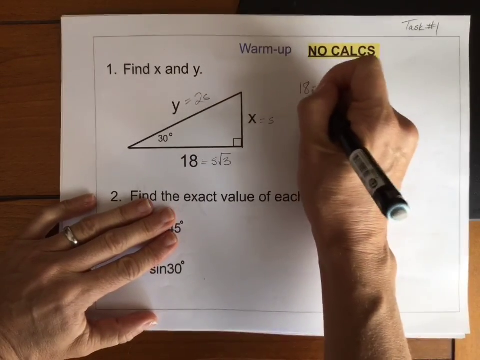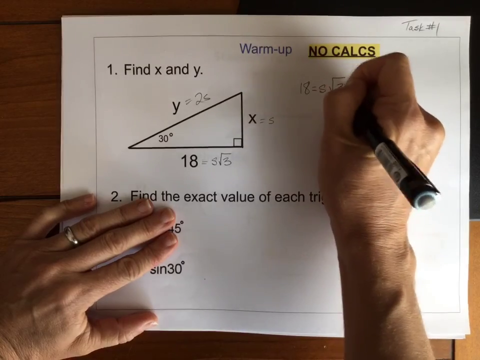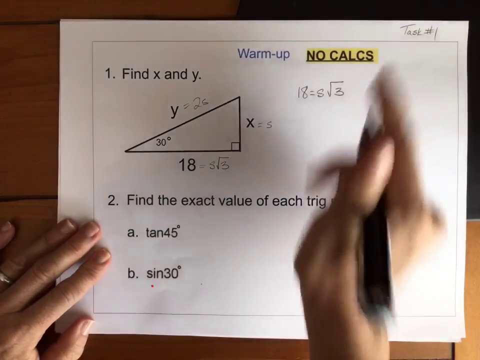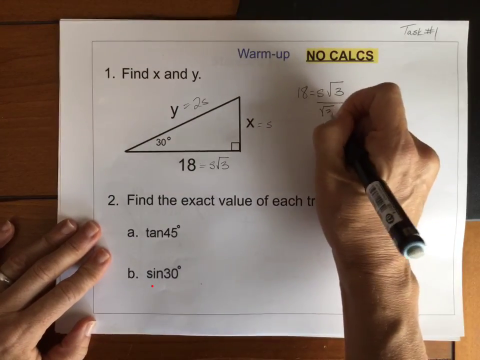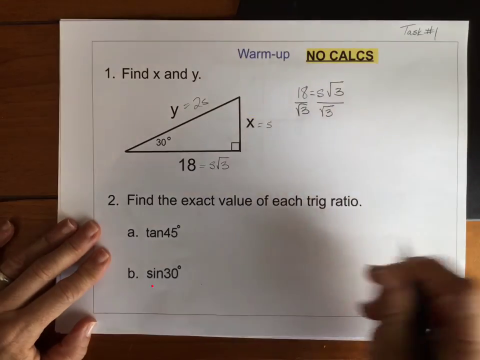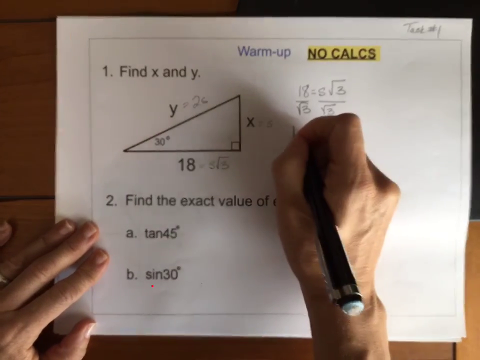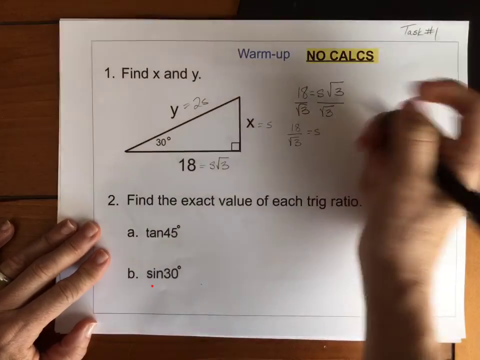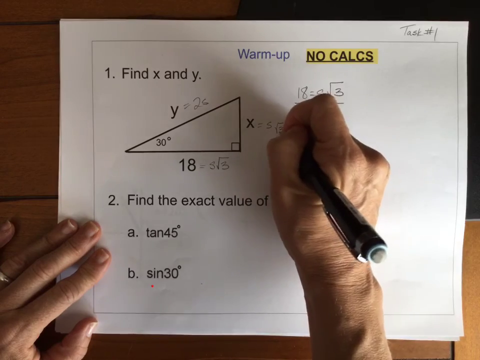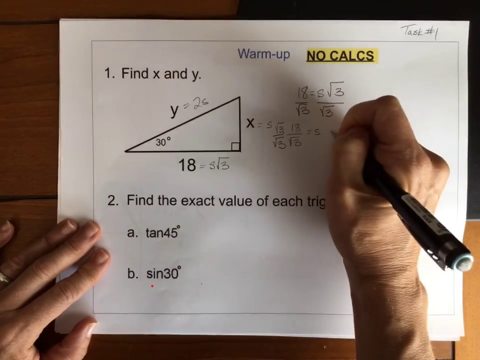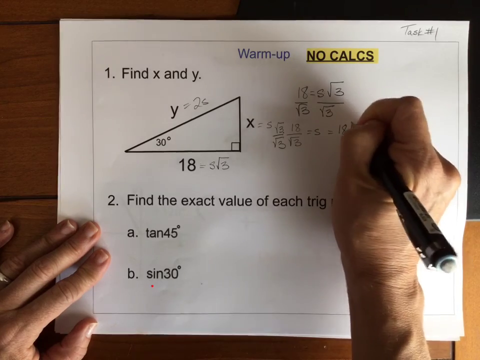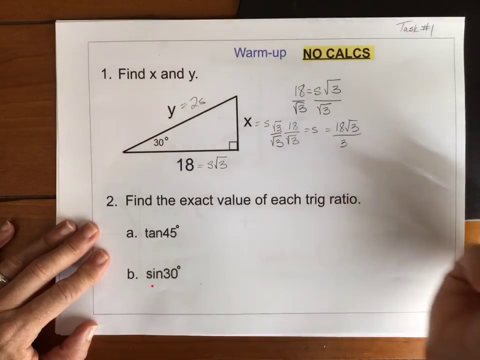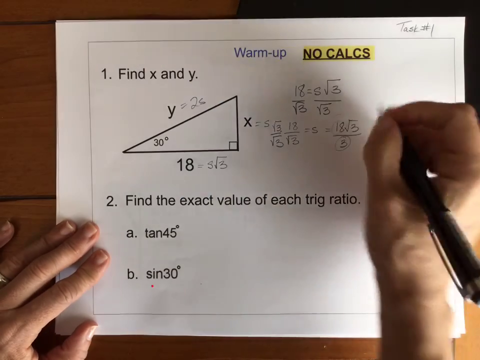So if I solve for the short side in this, let me zoom in a little, it looks kind of small. I'm going to take the square root of 3 and divide both sides by it. So 18 over square root of 3 equals S. I need to rationalize that, so I'm going to multiply top and bottom by root 3, giving me 18 root 3 all over 3. And then you guys can see that these can simplify.